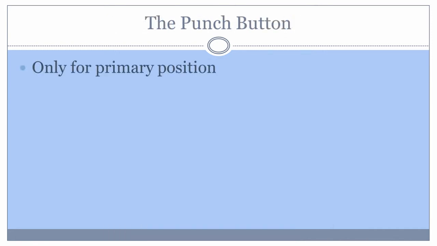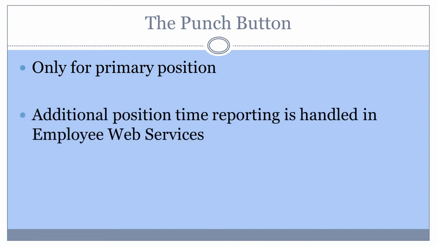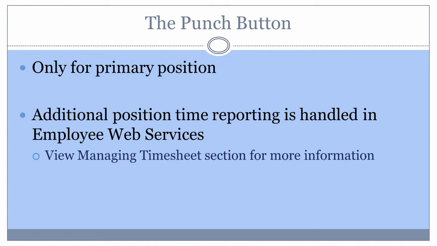The punch button only records time on your primary position. If you have additional positions you are reporting, you will need to log into Employee Web Services to edit your timesheet in order to report time on additional positions assigned to you. Please view the Managing Timesheets section of this video for further instruction on how to accomplish this.